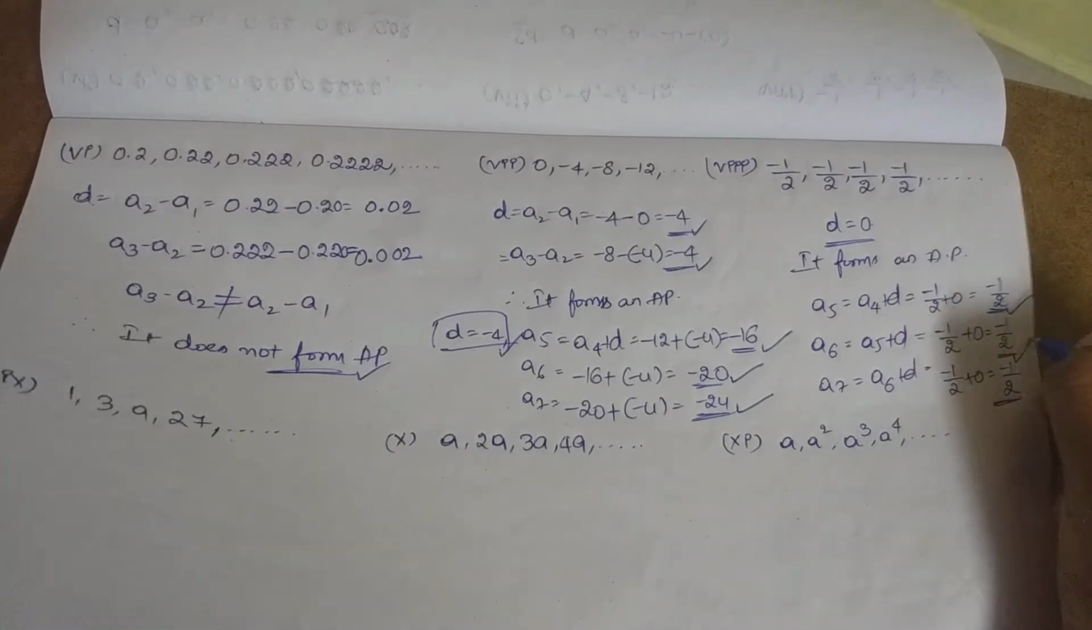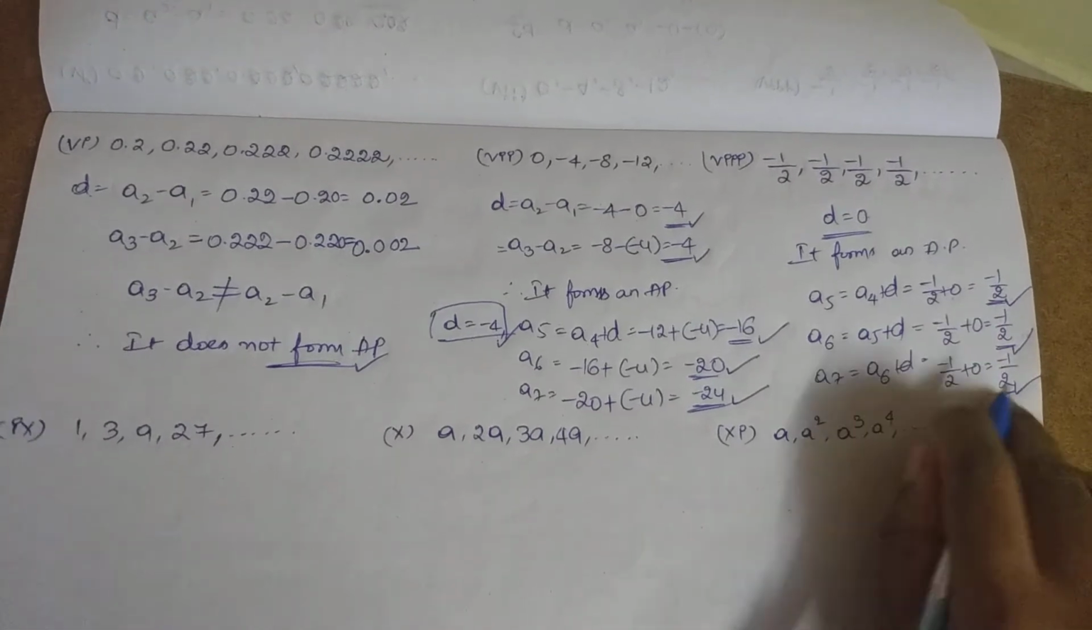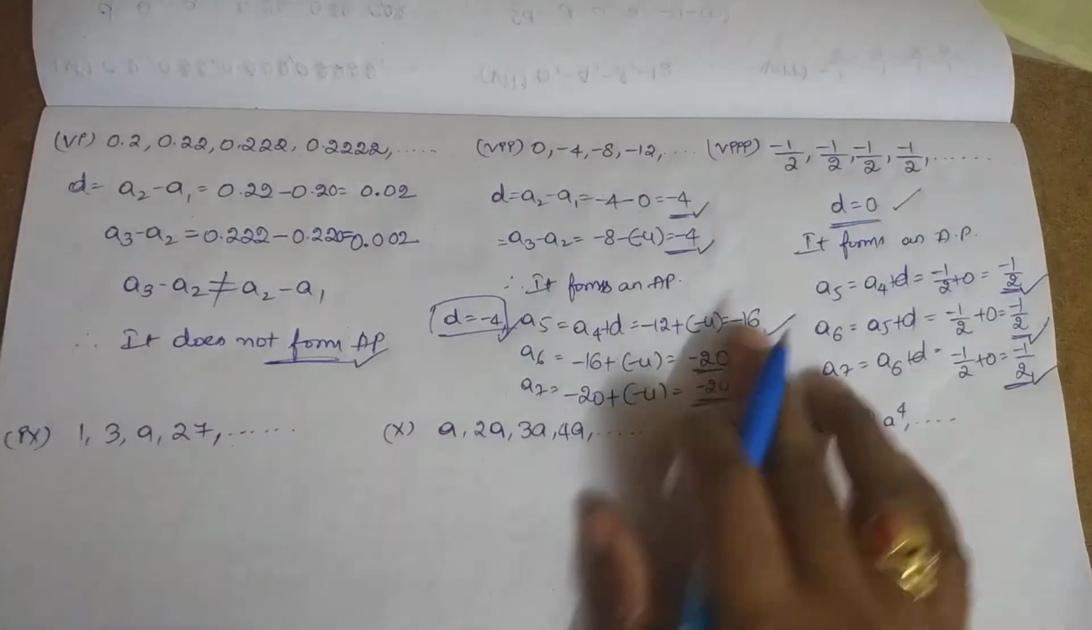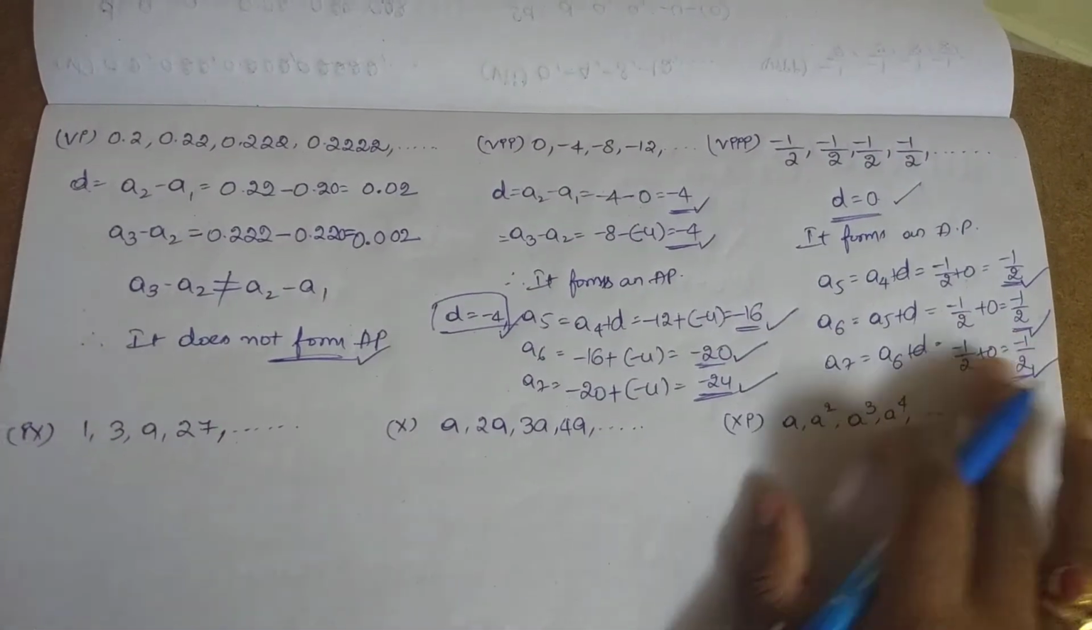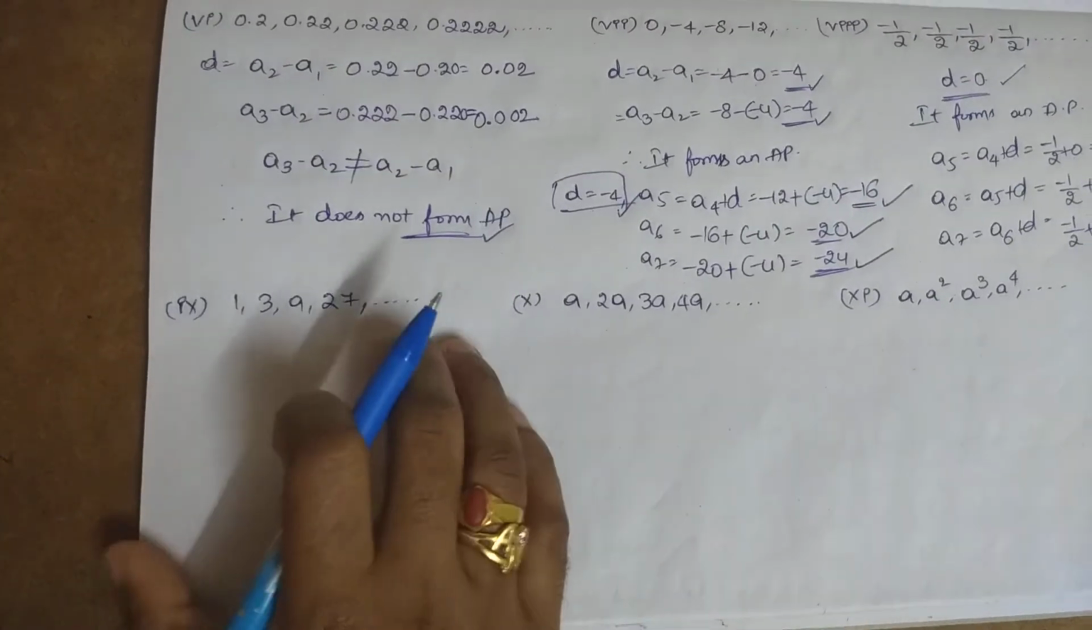So 5th term, 6th term, 7th term. So we got all the 3 terms and D value as 0. So this is the solution for sub question 8. Let's find the solution for sub question 9 here.